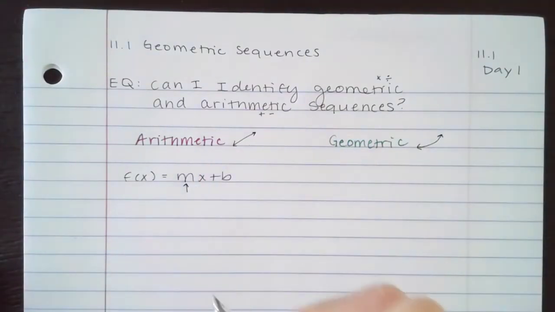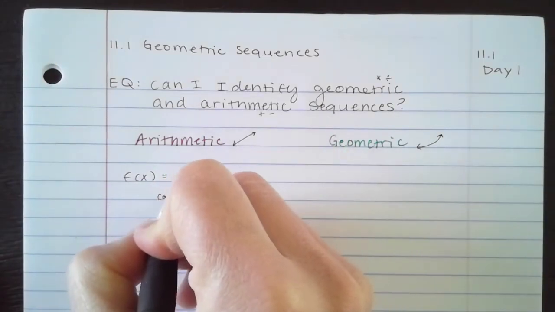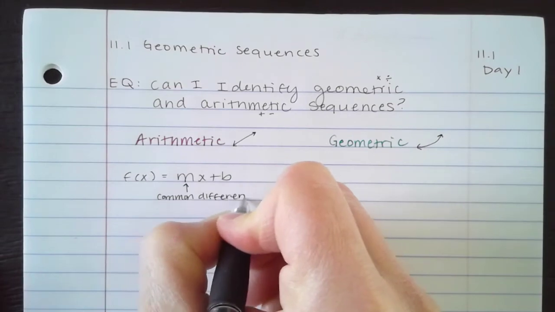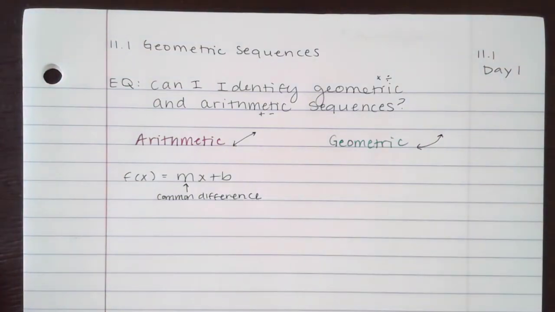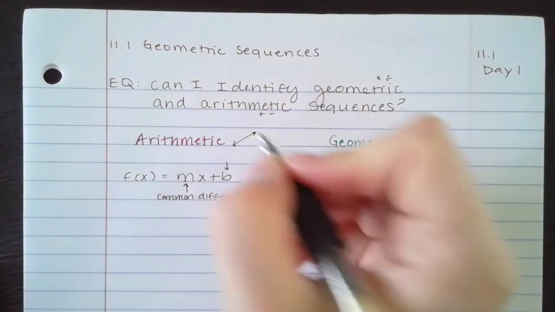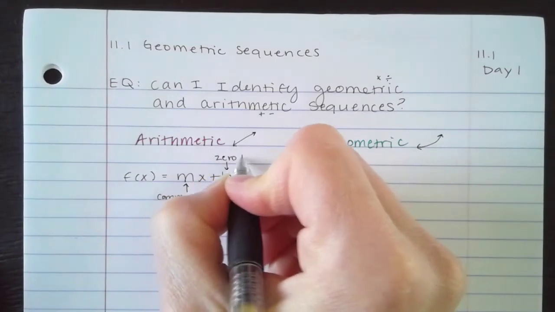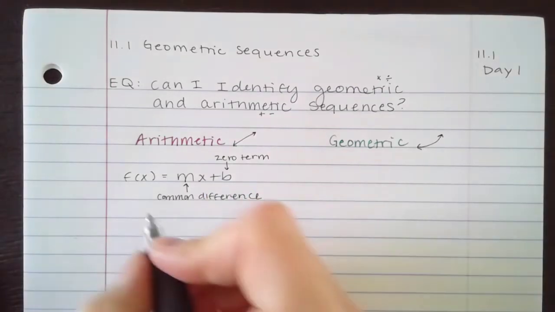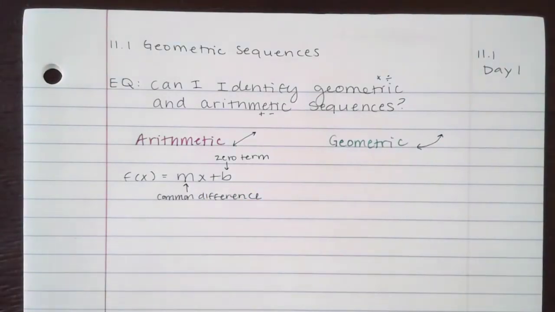So let's look at this. This m, we call that the common difference. I'm running out of room here already. Whereas that b, does anyone remember? That is our zero term. So when I had my arithmetic sequences, for example, this is an arithmetic sequence. I'm going to write it out.